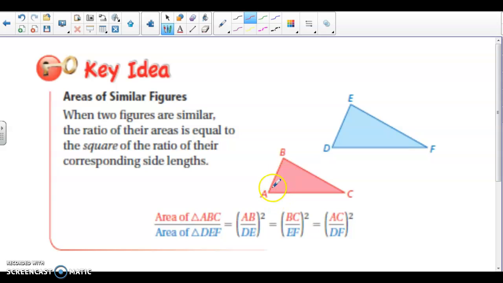So when we're doing perimeter, the ratio is AB over DE. Well, now the ratio of the areas is AB over DE squared. It's best to show you with numbers, and then I think it'll make the most sense.